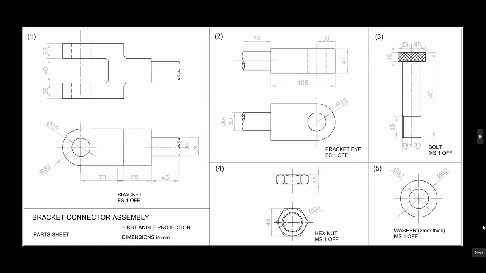In today's video, we'll be drawing the working drawing for a bracket connector assembly. In video number 1, we'll be drawing the bracket, and in video 2, we'll be drawing the bracket eye. In video number 3, we'll be drawing the bolt and washer. In video 4, we'll be drawing the hex nut. And in video 5, we'll be printing our working drawing.